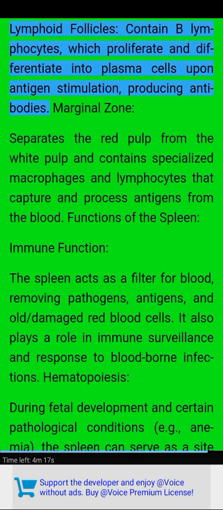Lymphoid follicles contain B lymphocytes, which proliferate and differentiate into plasma cells upon antigen stimulation, producing antibodies. Marginal zone. Separates the red pulp from the white pulp and contains specialized macrophages and lymphocytes that capture and process antigens from the blood. Functions of the spleen.